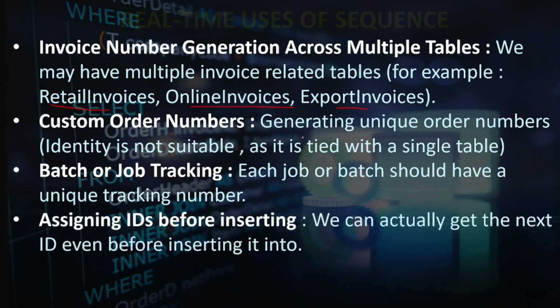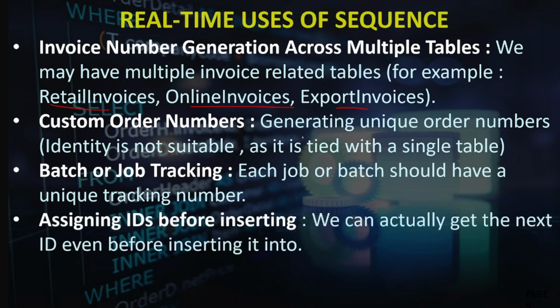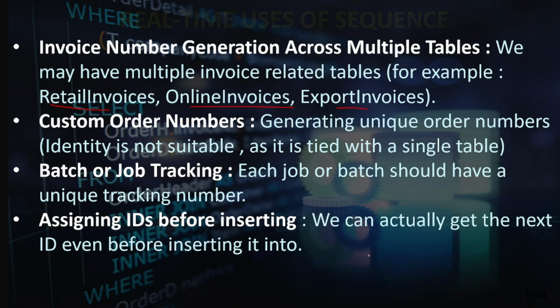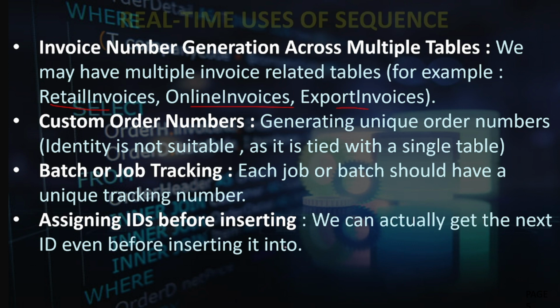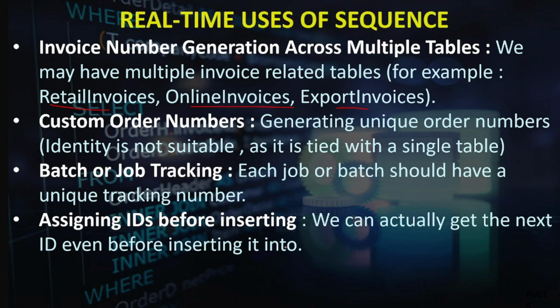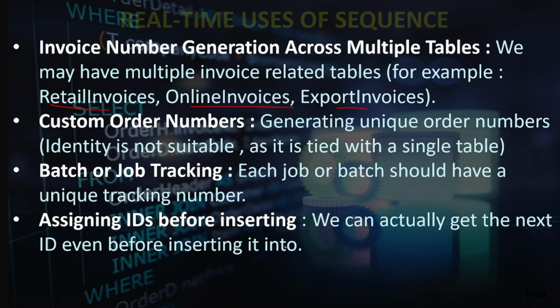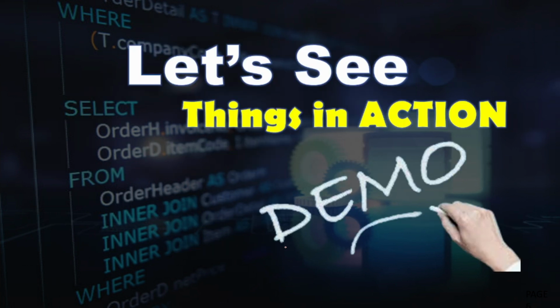You can create a sequence for that. Assigning IDs before inserting: unlike identity, which is used only in case of insert, you can create any sequence and use it before inserting as well. Likewise, there are many use cases where the sequence can be used. In a nutshell, we need to understand it's a global unique value which you can use among your database objects. Make sense? Let's go and see all these things in action.